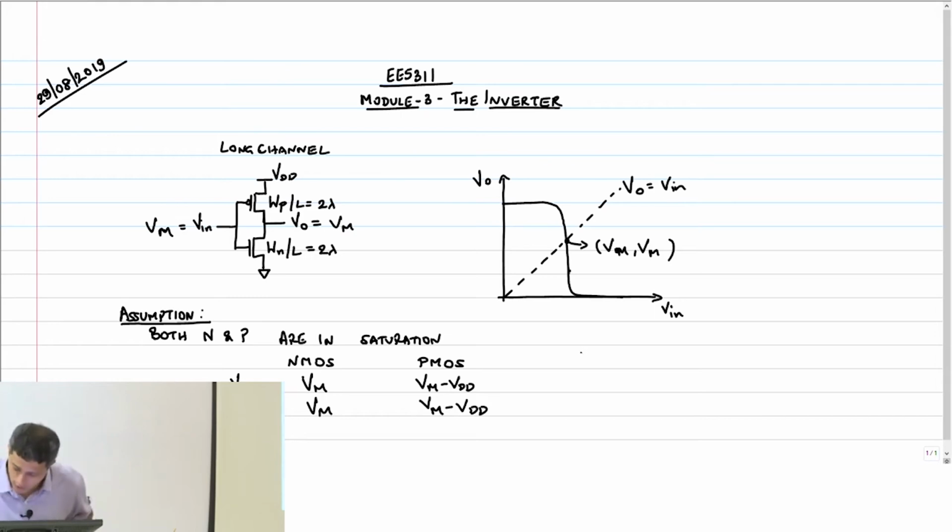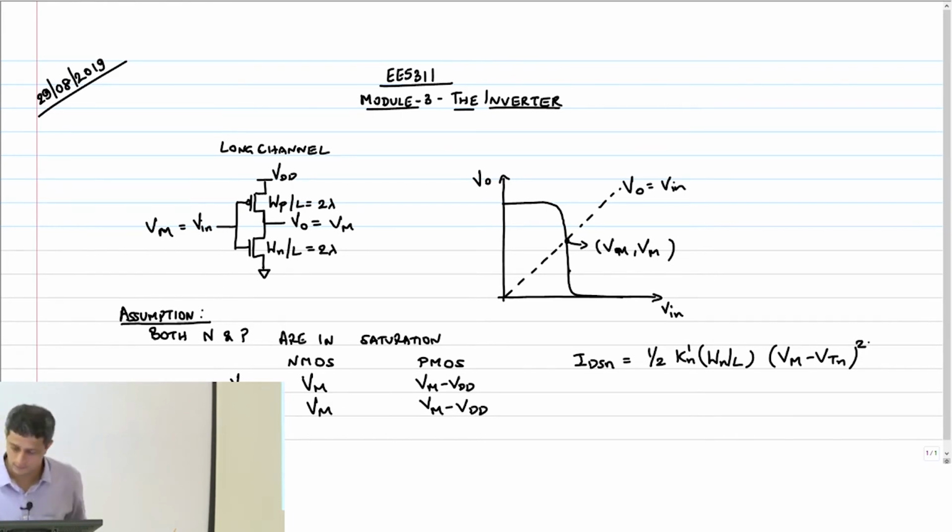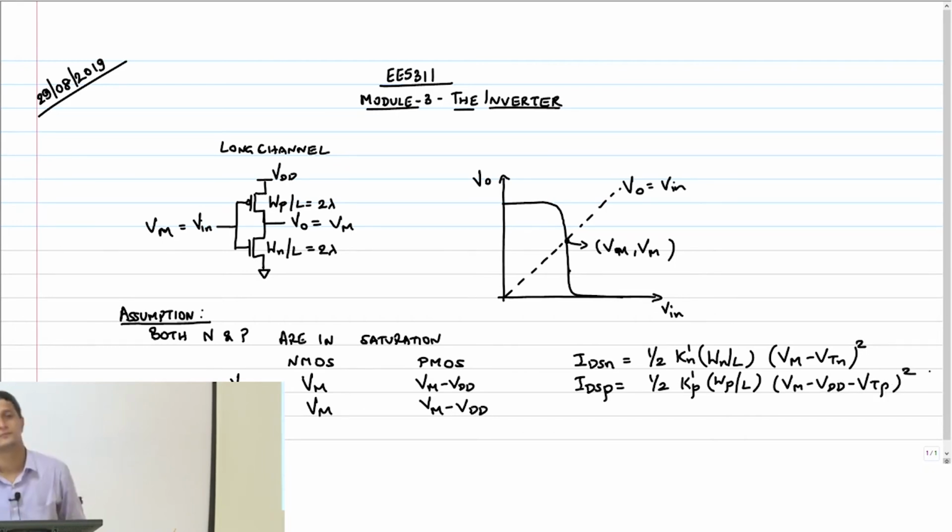Okay, so now IDSN for a long channel device is half of Kn prime Wn by L into Vm minus Vtn the whole square. IDSP is half of Kp prime Wp by L into Vm minus Vdd minus Vtp the whole square.